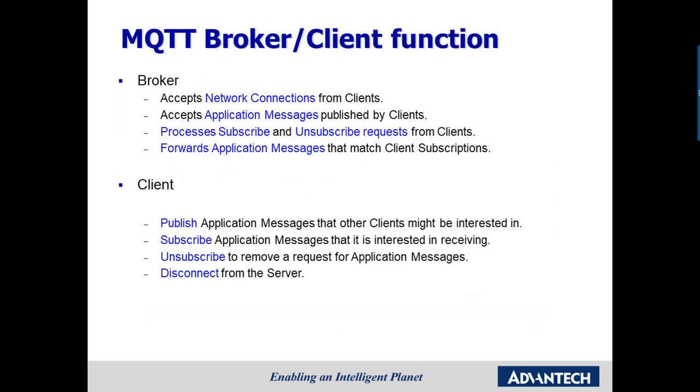Here is the basic function introduction about MQTT Broker and Client. For the Broker, it mainly does the following 4 things. As highlighted here, they are accepting network connections and messages published by clients. It also has to process the subscribe and unsubscribe requests from clients. Furthermore, the broker is also responsible for forwarding application messages that match client subscriptions. For the client, it also does the following 4 main things. An MQTT client can publish messages, subscribe, unsubscribe, and also disconnect from the broker.